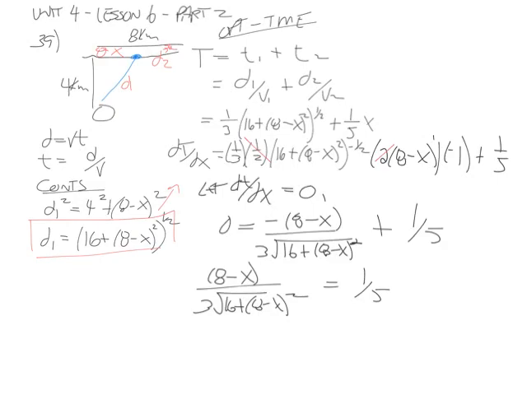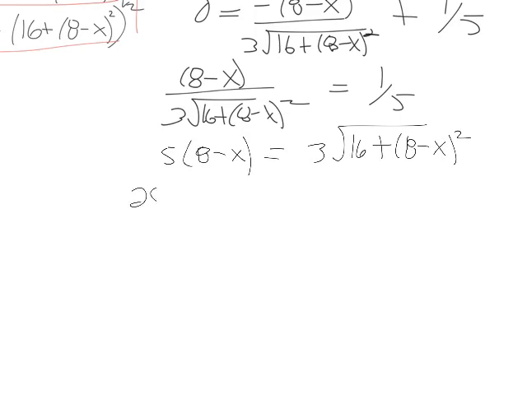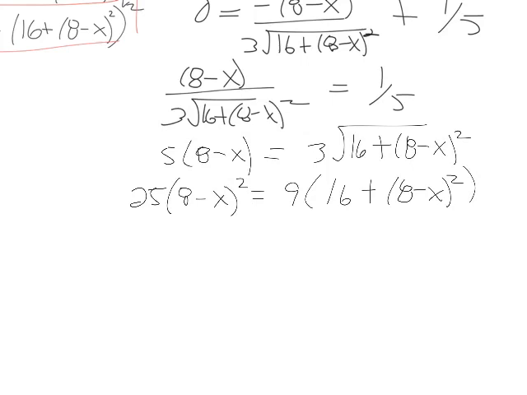What I'm going to do now is I'm going to cross multiply to get rid of the fraction. So that means I would have 5 times (8 minus x) equals 3 square root of [16 plus (8 minus x) squared]. Gotta get rid of that square root, so we're going to square both sides. So we end up with 25 (8 minus x) squared equals 9 times [16 plus (8 minus x) squared].